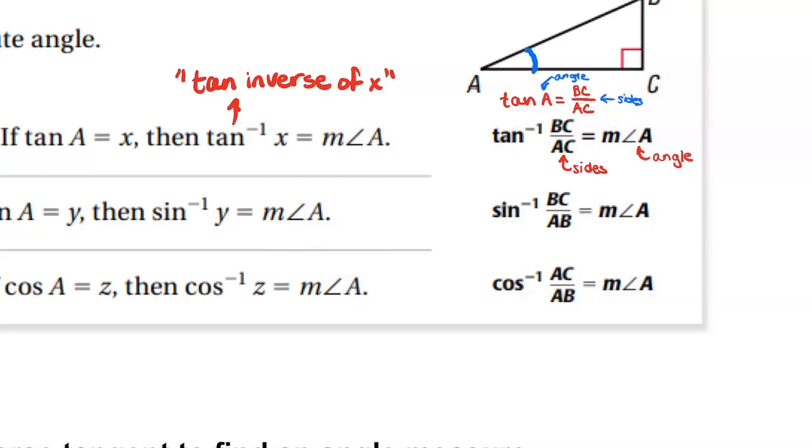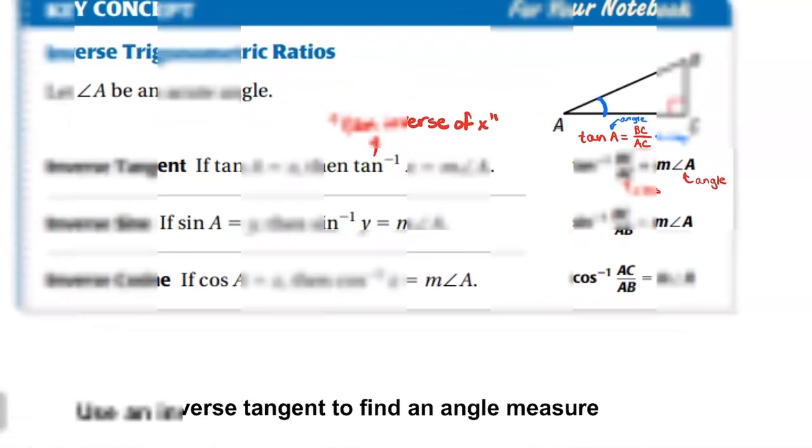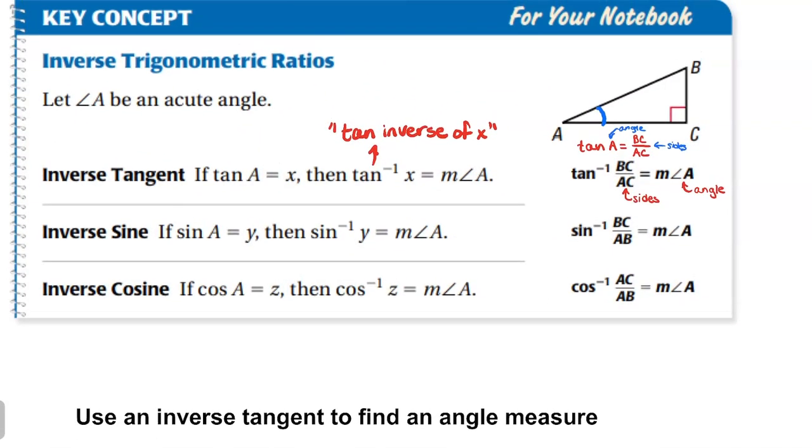So, since there's an inverse tangent function, there's also an inverse sine function and an inverse cosine function. So for the inverse sine function, if sine of A equals y, then sine inverse of y equals the measure of angle A. Likewise, inverse cosine: if cosine of A equals z, then cosine inverse of z equals the measure of angle A.